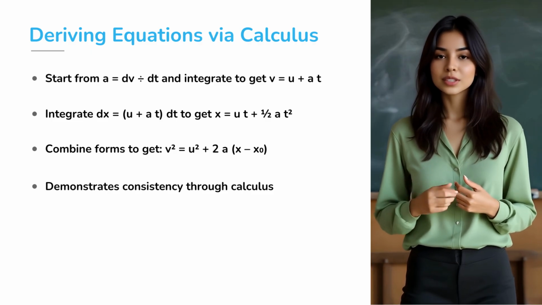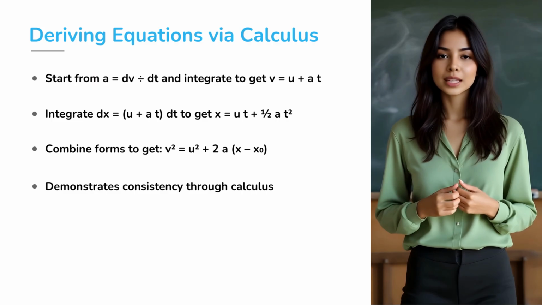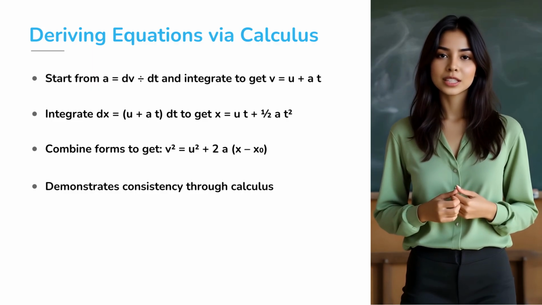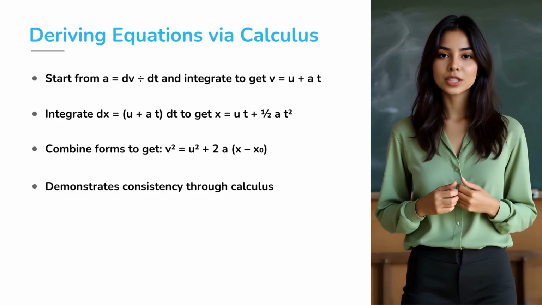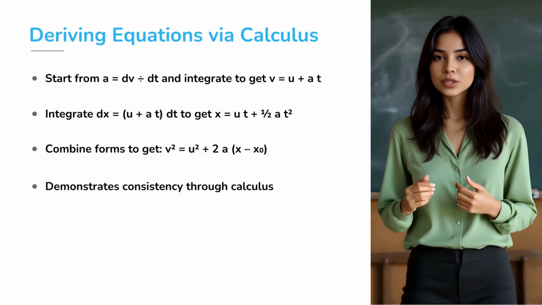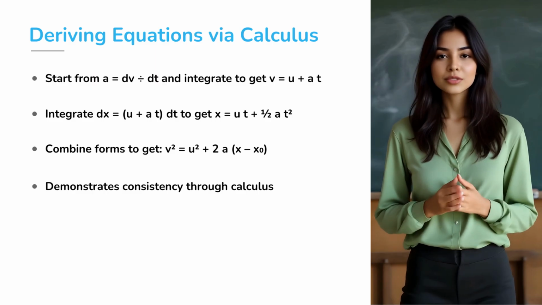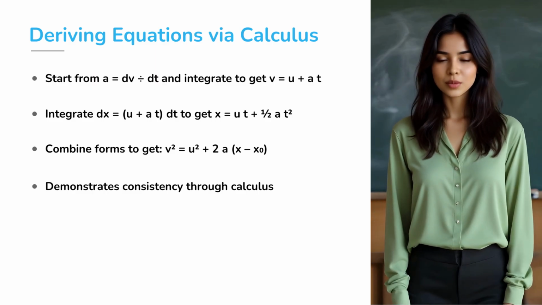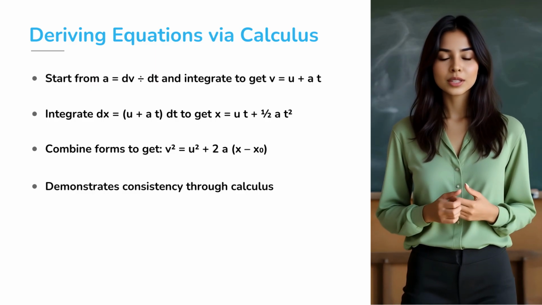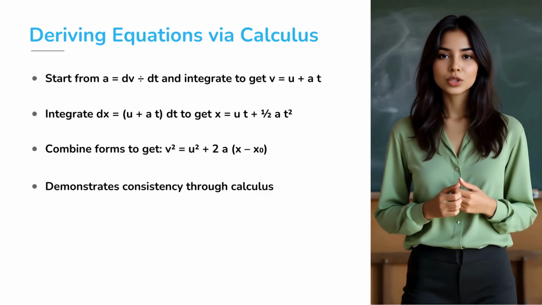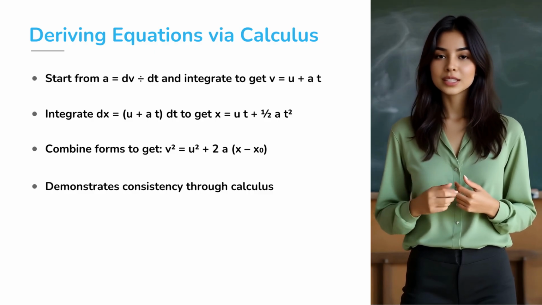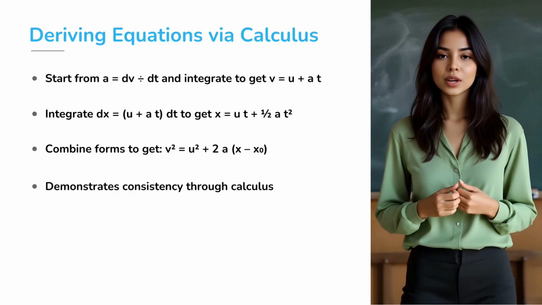We begin with the definition of acceleration. a equals dv divided by dt, which means acceleration is the rate of change of velocity with respect to time. Integrating both sides, the integral of dv equals the integral of a with respect to t. Solving this, we get v equals u plus a multiplied by t, where u is the initial velocity.